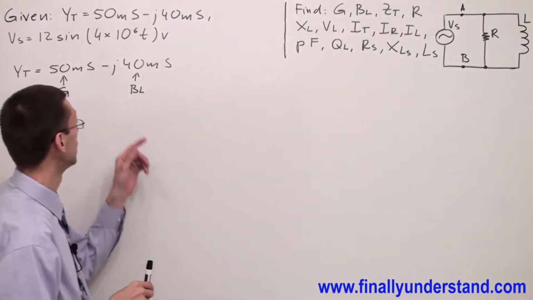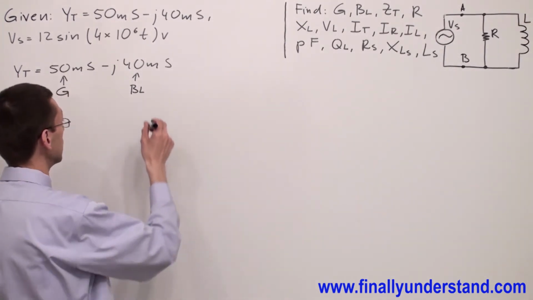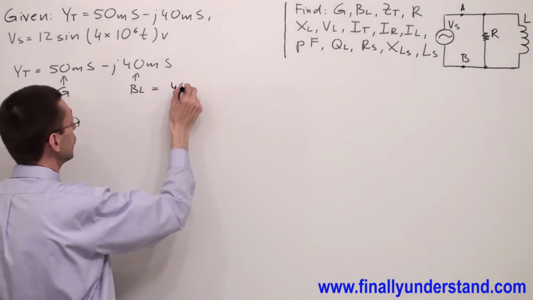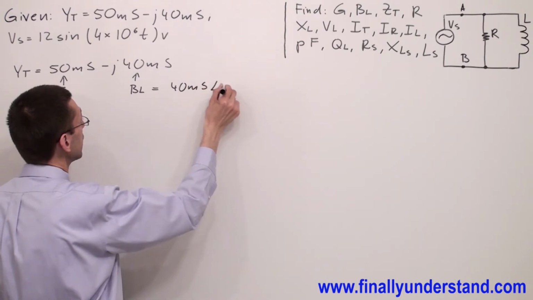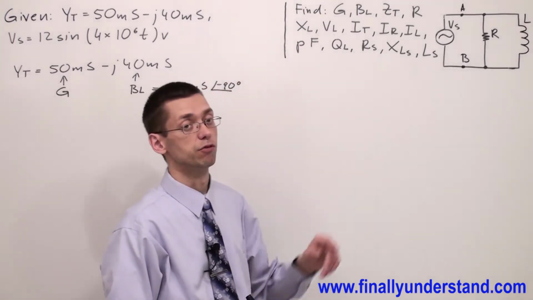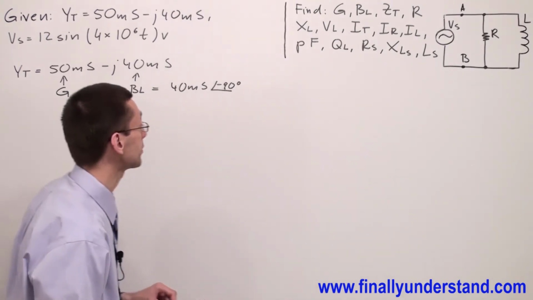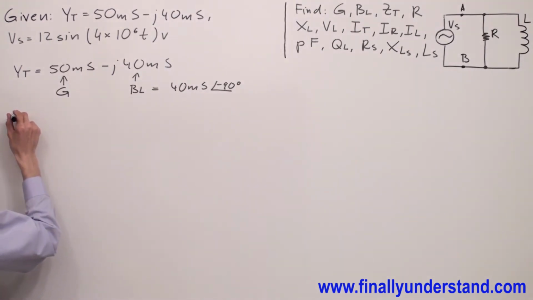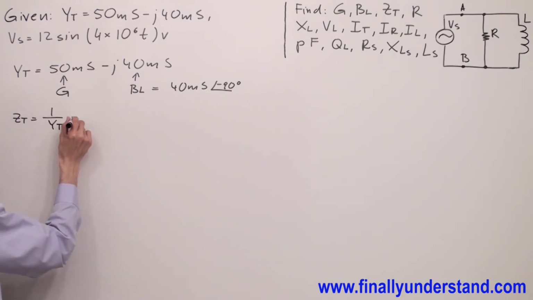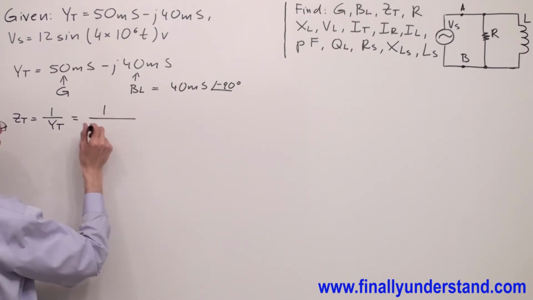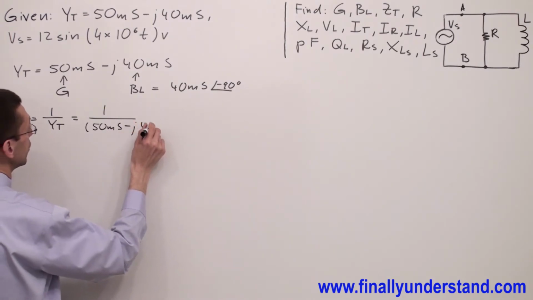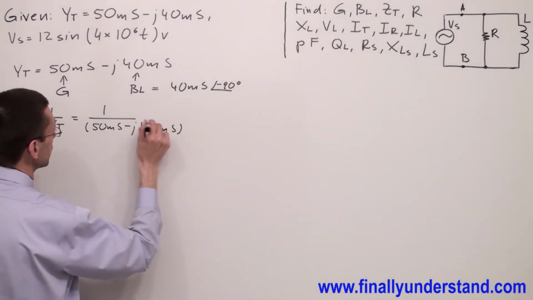If you want to express BL in the polar form, you're supposed to write that BL is equal to 40 millisiemens and angle of negative 90 degrees. Okay? Now we can find very easily Z total. Z total is equal to 1 over Y total. So I have 1 divided by 50 millisiemens minus j of 40 millisiemens.